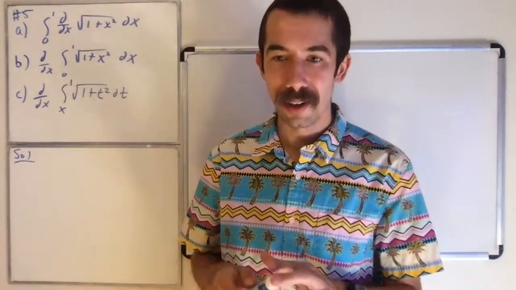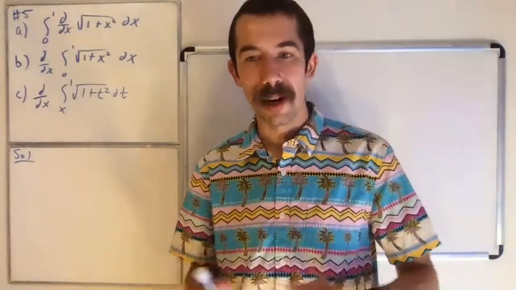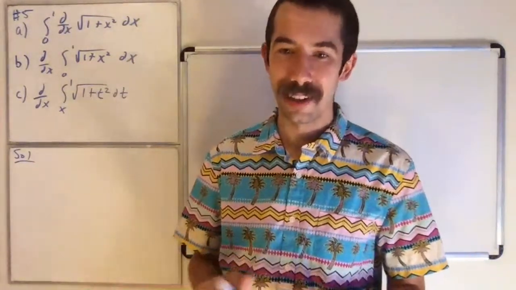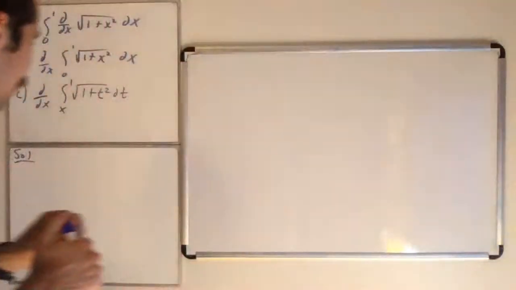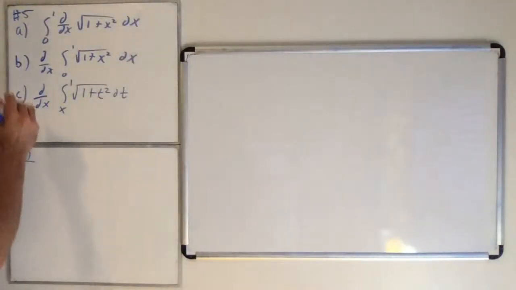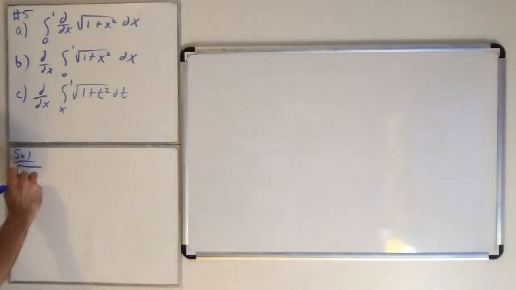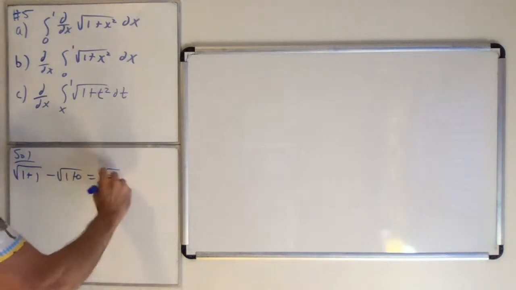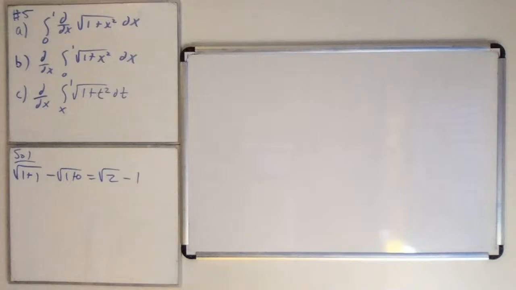Yeah, Brant, what you said also is the right idea. Like the integral and the derivative, when we take it in this order, cancel each other out. Yeah, so for A, it's just square root of 1 plus 1 minus square root of 1 plus 0, which is square root of 2 minus 1. Okay, so that's A.